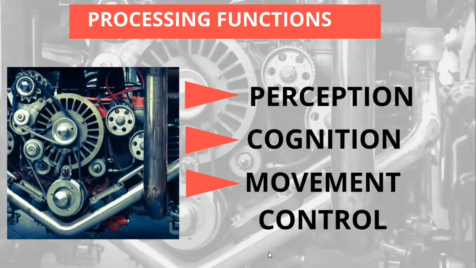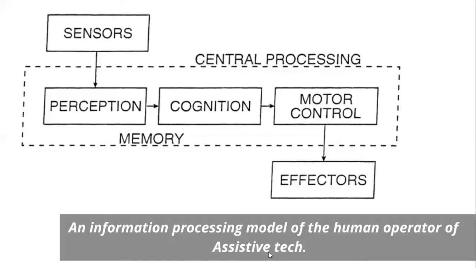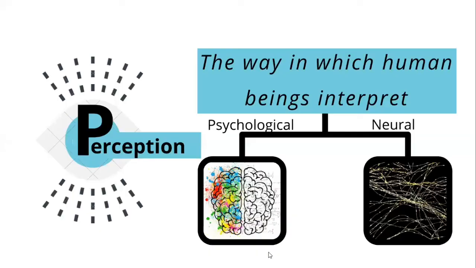The next one is cognition. Cognition is something that is from the starting. Movement control is movement of the body. We'll get a little deeper into it, right?